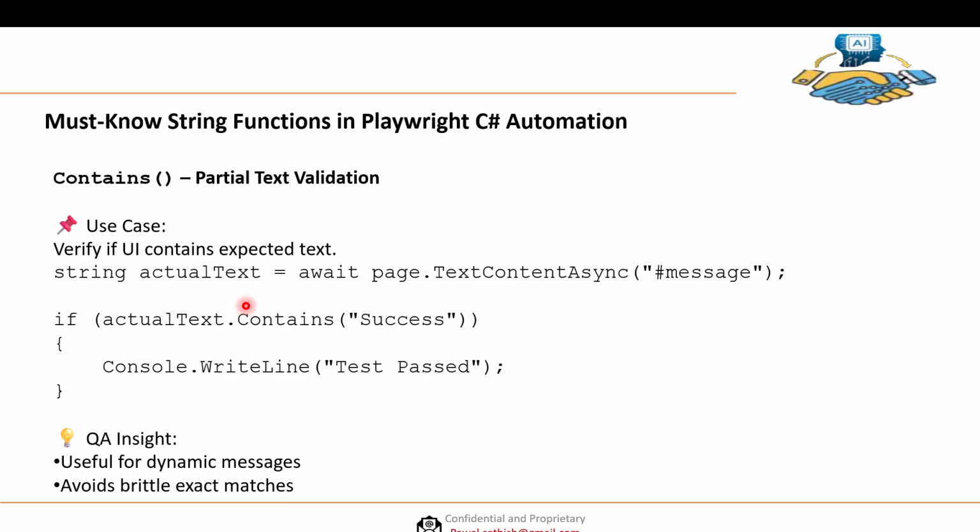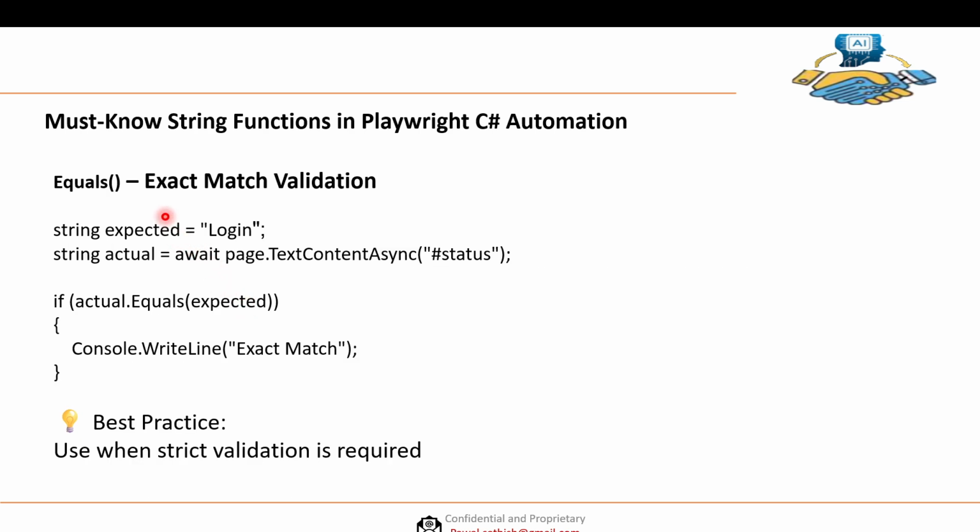But if you want to perform an exact validation, then we'll use the Equals method. Here you can see the string expected is equal to "Login", and again I store the string in a variable, actual, and I'm using the Equals method. So if actual.Equals(expected) returns true, then it is an exact match and this code will execute. It is useful when strict validation is required.